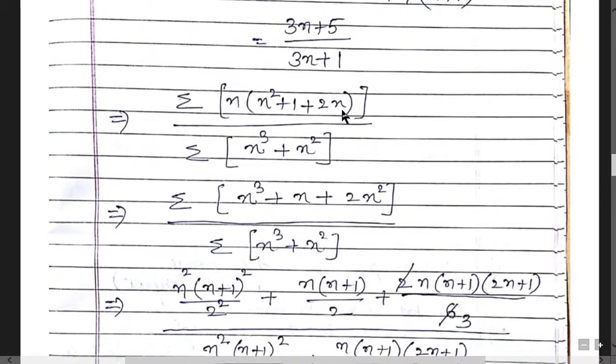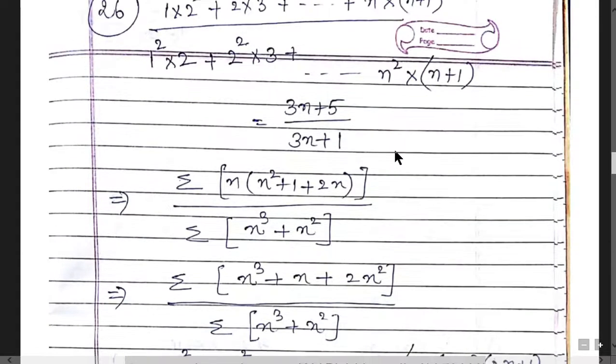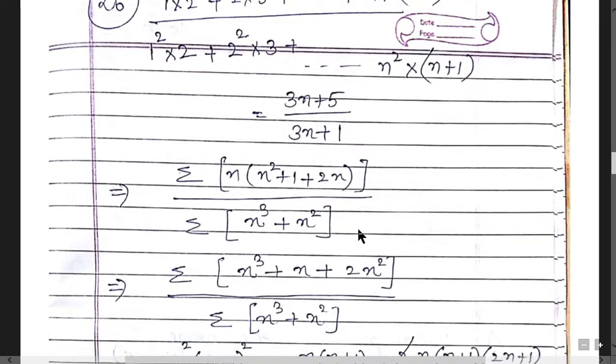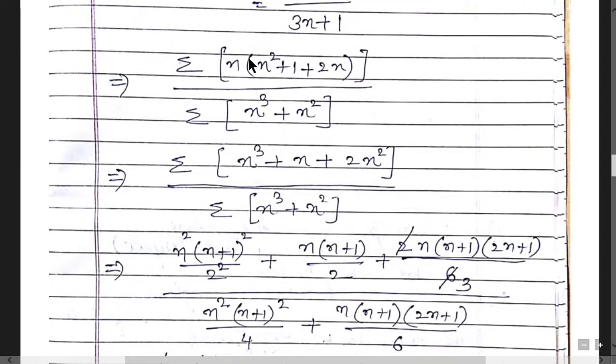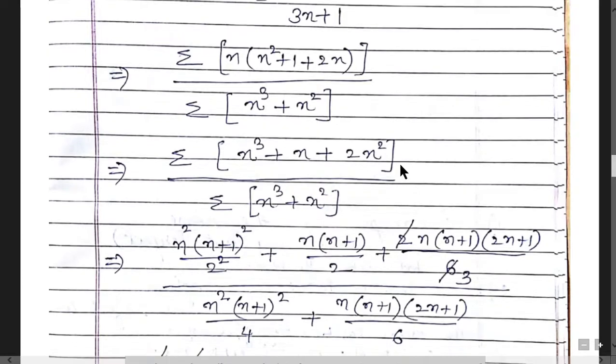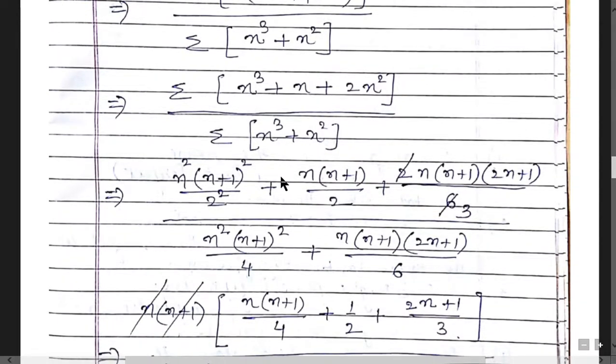n into n plus 1 whole square, it's n square plus 1 plus 2n. Then apply n square into n plus 1, it's n cube plus n square. In the numerator, n cube plus n plus 2n square, and in the denominator, n cube plus n square. Now apply the formula of sigma n cube, sigma n, and sigma n square.